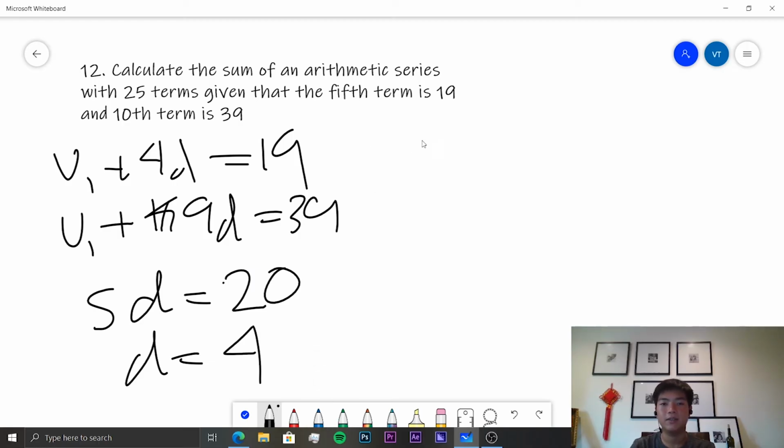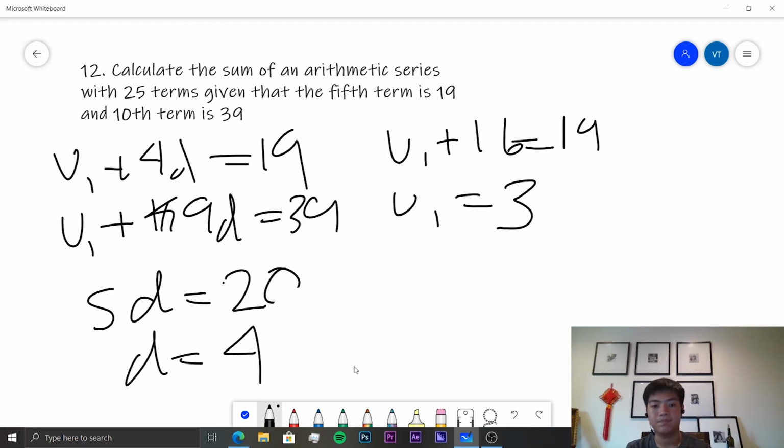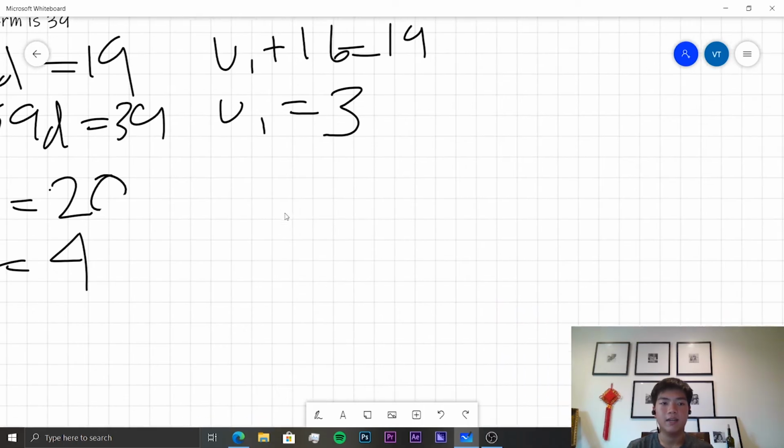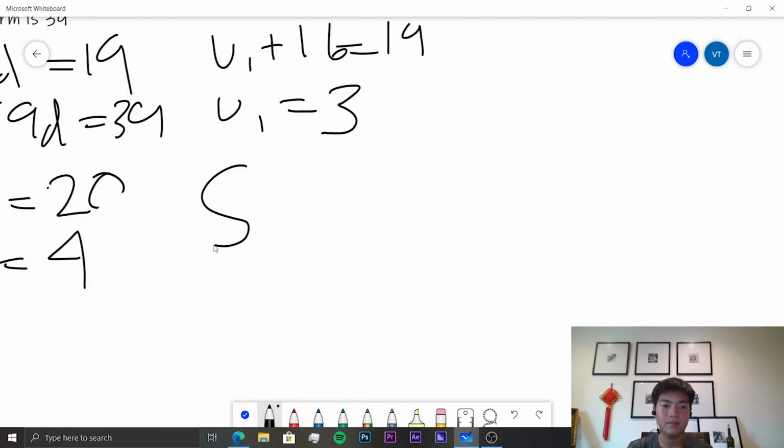So we need to find the sum of the first 25 terms, but we should calculate the series first. What am I doing? So we know that u1 plus 4d, but d is 4, so that would be 16, is equal to 19. So we know that the first term is equal to 3. So we now want to calculate the sum of the first 20 terms of the series starting at 3.